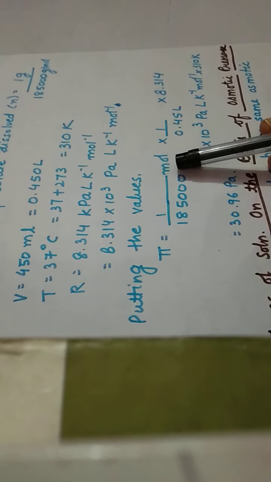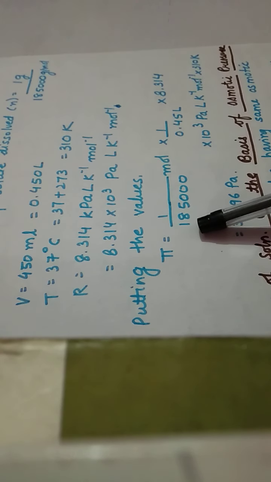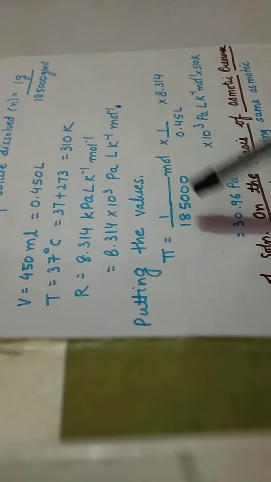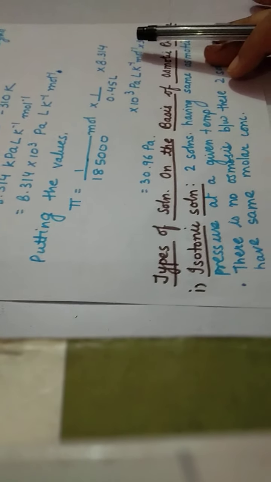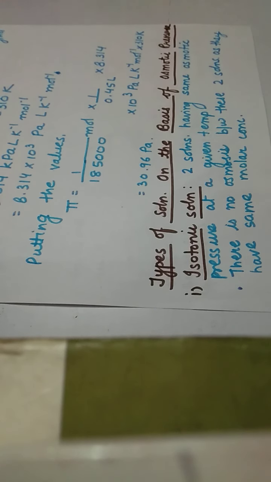So now we'll put the values in the formula. So pi is equal to n upon V. What is n, children? N is 1 upon 185,000 upon V, V is 0.45 liters, into RT. R is 8.314 into 10 to the power 3 and temperature is 310 K. So the answer comes out to be 30.96 pascals. Okay children, I just hope this one is clear to you all.